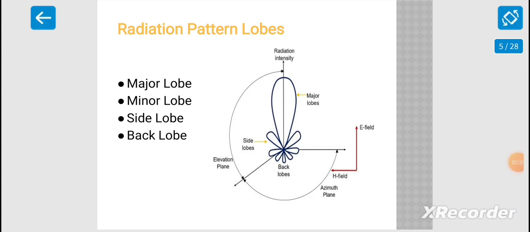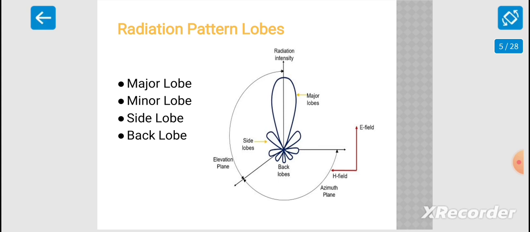Next, minor lobe. All the lobes other than the main lobes are called minor lobes. These lobes represent the radiation in undesired directions. The level of a minor lobe is usually expressed as a ratio of power density in that lobe to that of the major lobe. Okay. In most wireless systems, minor lobes are undesired. Hence, a good antenna design should minimize the minor lobes.